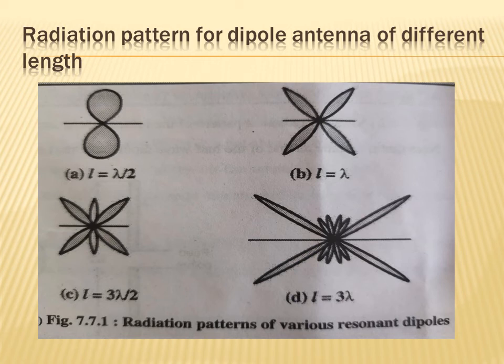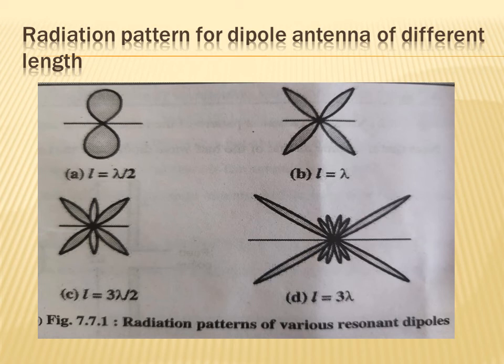So see the radiation pattern. This is the radiation pattern for length lambda by 2. Next, if the length is lambda, the radiation pattern is as shown in figure B. If the length is 3 lambda by 2, the radiation pattern is shown in figure C. And if the length is 3 lambda, the radiation pattern is as shown in figure D.